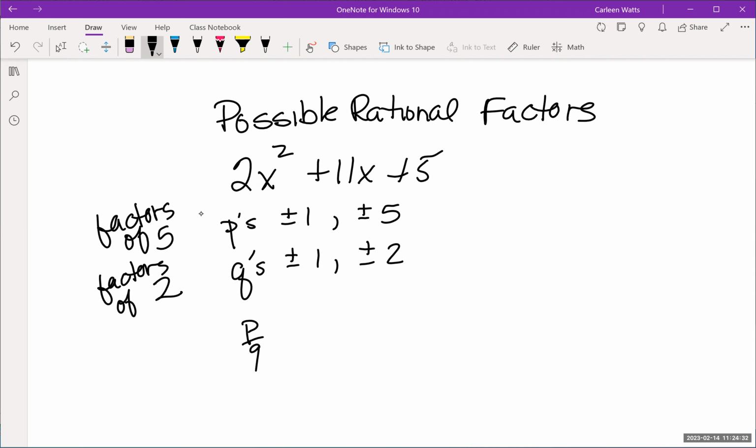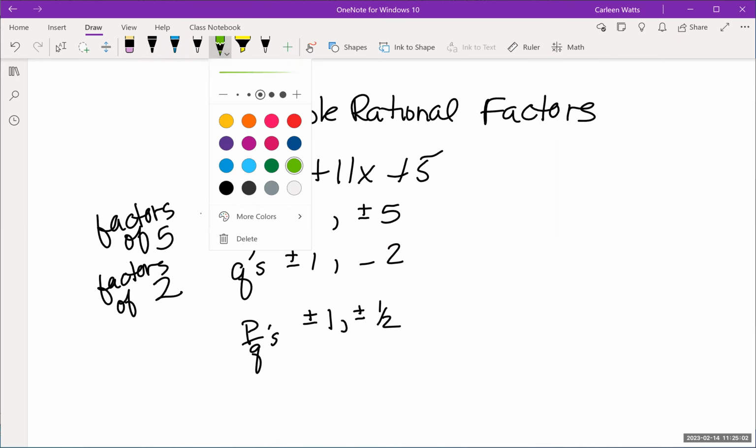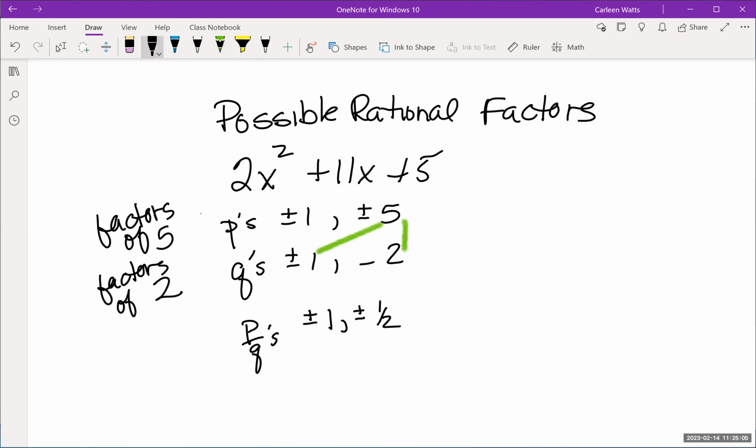So now P over Q's. 1 over 1 and 1 over 2. 1/2, right? Okay, now we're going to have plus or minus 5 divided by 1 and plus or minus 5 divided by 2.